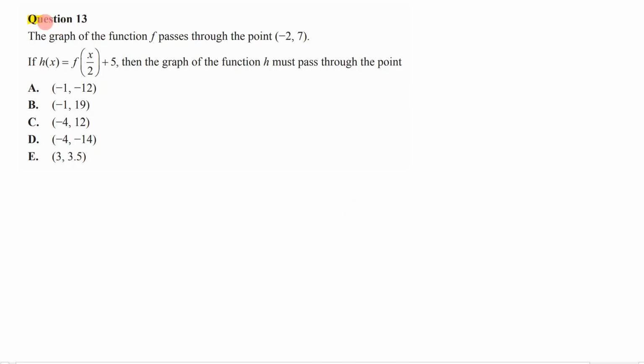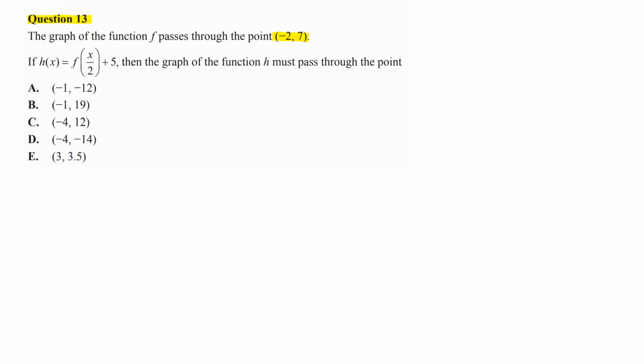We are going through question 13, which says the graph of the function f passes through the point (-2, 7). If h(x) is equal to f(x/2) + 5, then the graph of the function h must pass through which of these points? So what we're doing is we're starting with this point, we're applying a transformation to it, and we're seeing what our new point is going to be.